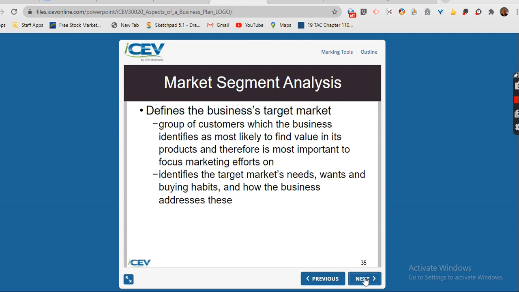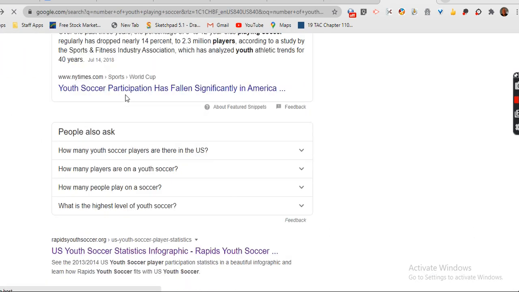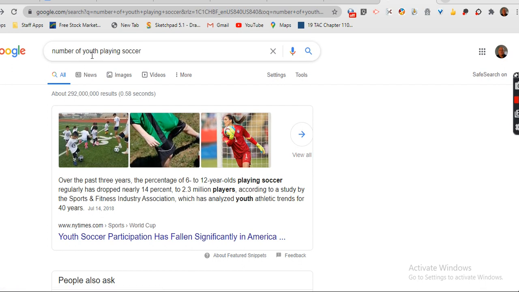Now, how do I find that? Well, believe it or not, you can research on the internet and you can find a lot about different businesses. Let's go back to our soccer illustration. It's a good running illustration for us, so let's go back to that. So here's what I did. I typed in at the top, and you can't see it now. I'll go back so you can see. I typed in the number of youth playing soccer. That's all I wanted to know. How many youth are playing soccer? Because remember, I want to sell them shoes.